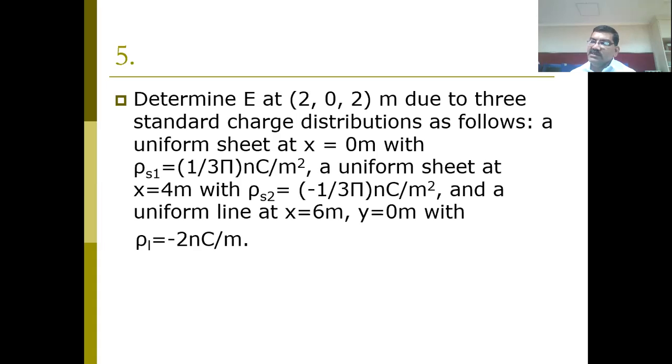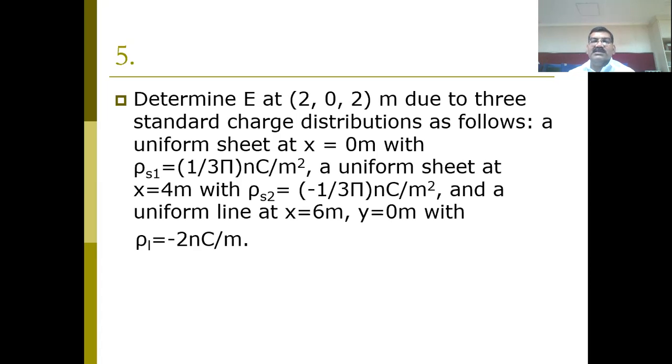I don't think it is something great. It is simple. Again, it is given in a very simple manner, that rho s is in terms of pi. So as there will be the pi value, this pi will get cancelled. So the calculations are very simple. So two surface charges are there and one line charge is there.